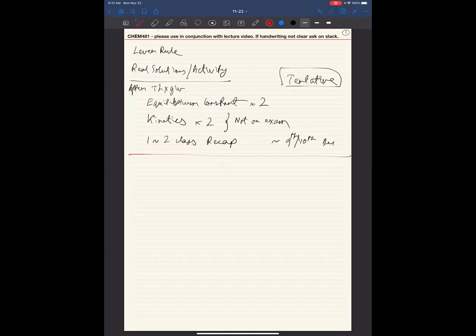Okay, so let's talk about lever rule. Why do we need this lever rule? So if you remember last time, we were talking about how free energy curves move as a function of temperature, right? So last time we saw that at very, very high temperature, the free energy of vapor phase is much lower than free energy of liquid, right?